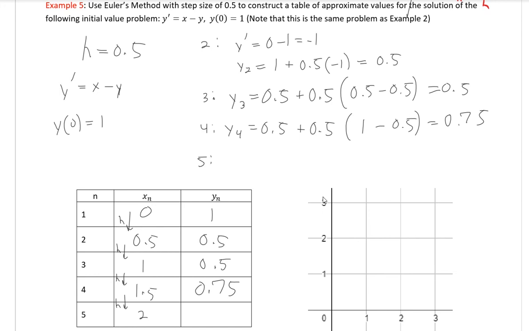And then we can find our fifth point using this method as well. So our previous coordinate is 0.75 plus our step times our previous coordinates subtracted, so 1.5 minus 0.75. That'll give us another 0.75 times 0.5, gives us 0.375 plus 0.75 will overall give us 1.125.